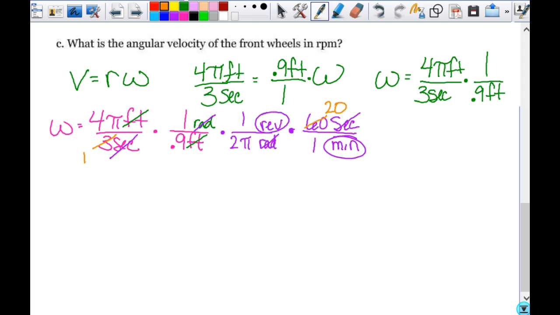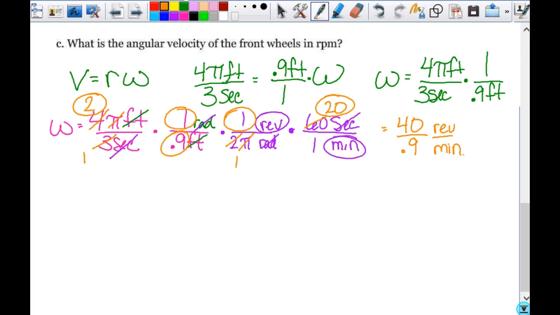I can reduce the 2 pi. The pi's just cancel out from each other, right? And then 2 goes into 2 once. It goes into 4 twice. So right here I have a 2, I have a 1, and I have a 20. In the denominator, I've got a 1, which doesn't really matter. This 0.9, and the rest are 1s. So I really get 40 divided by 0.9 revolutions per minute.